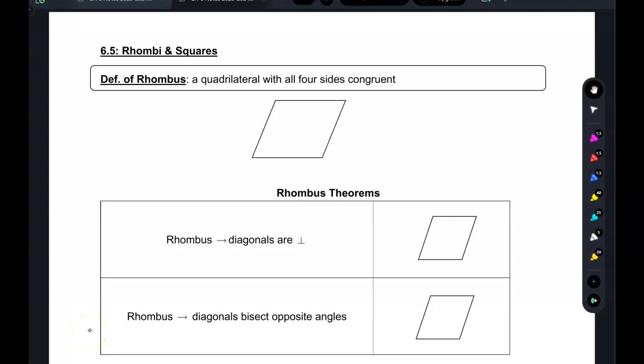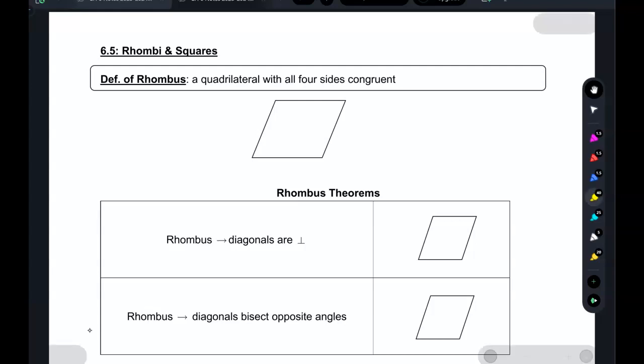So we only have 2 more sections. Then we have a review day, and the test will be next week. Okay, all right. So we have 2 more shapes today. We have a rhombus and we have a square. The plural of rhombus is rhombi.